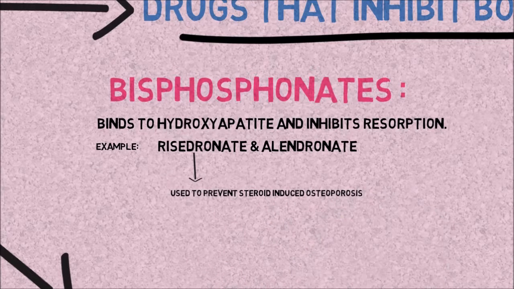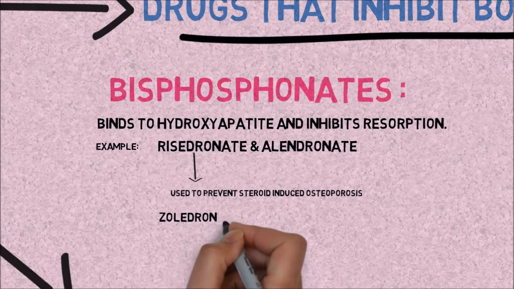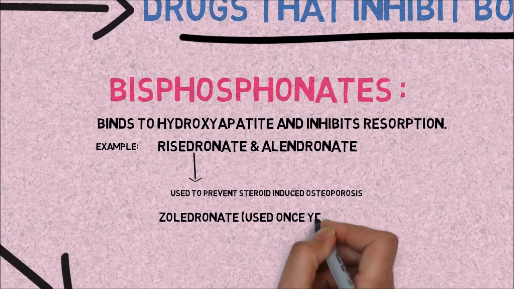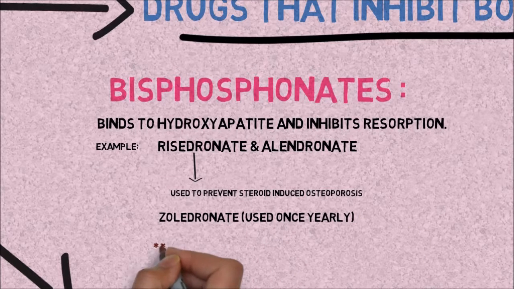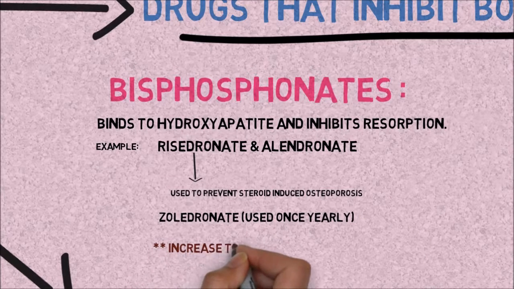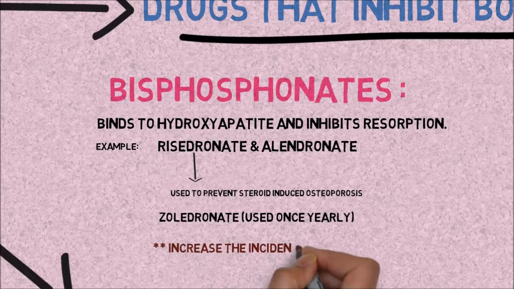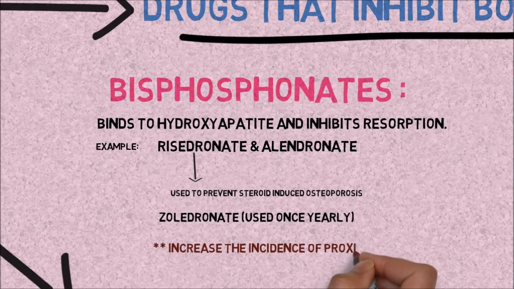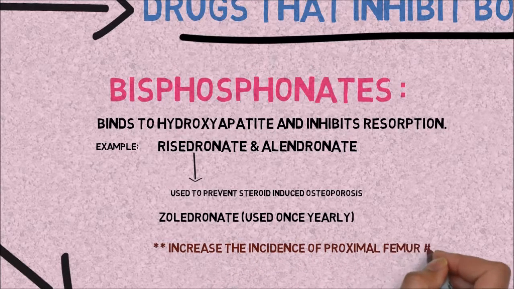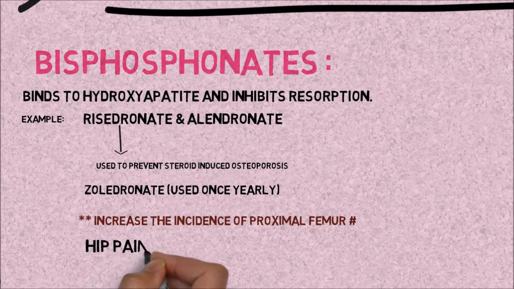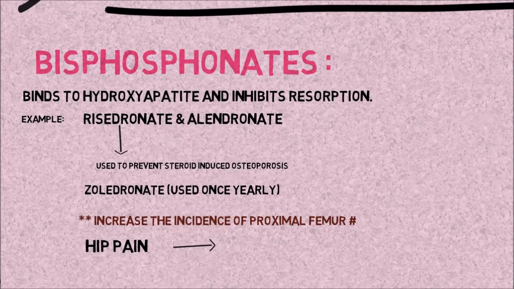Zoledronate is a bisphosphonate which can be used once yearly. Now a typical side effect with bisphosphonate is that they increase the chance of proximal femur fracture. So an X-ray of the hip should be done for evaluating a patient who is complaining of hip pain if he is on bisphosphonate.